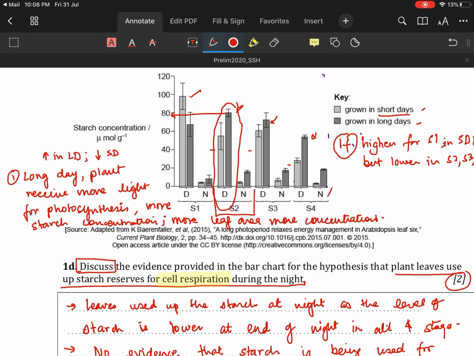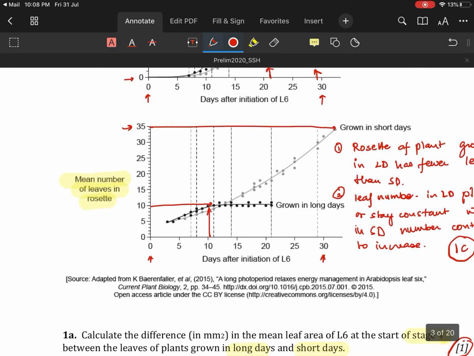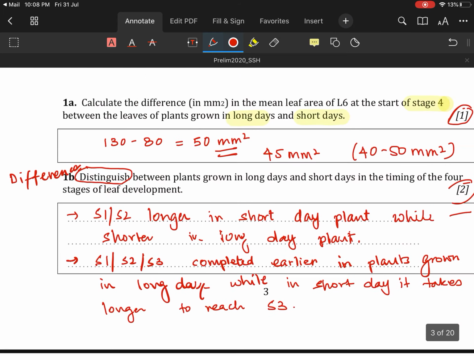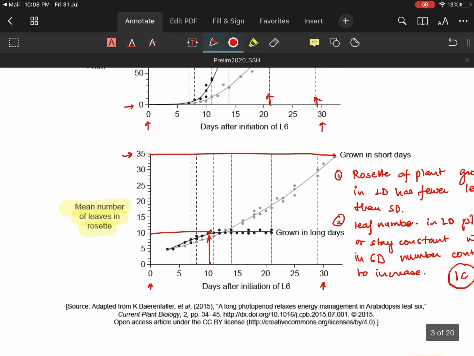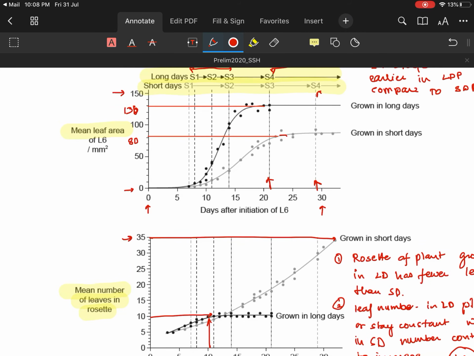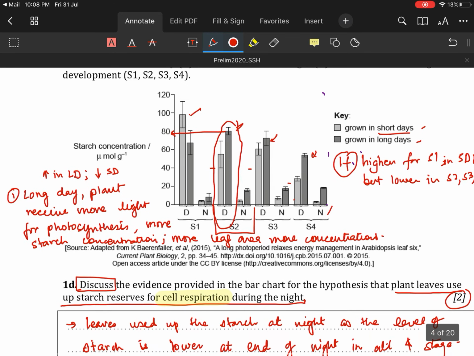Okay, now in short day plant, the starch is more for production of more leaves. You can see that they are producing more leaf, number of leaves is more. So in S2 phase, you see that they have a long S2 phase here. This is S2 phase, and they keep on making leaves. So starch is getting used up to make leaves. So I'm putting the second point here.